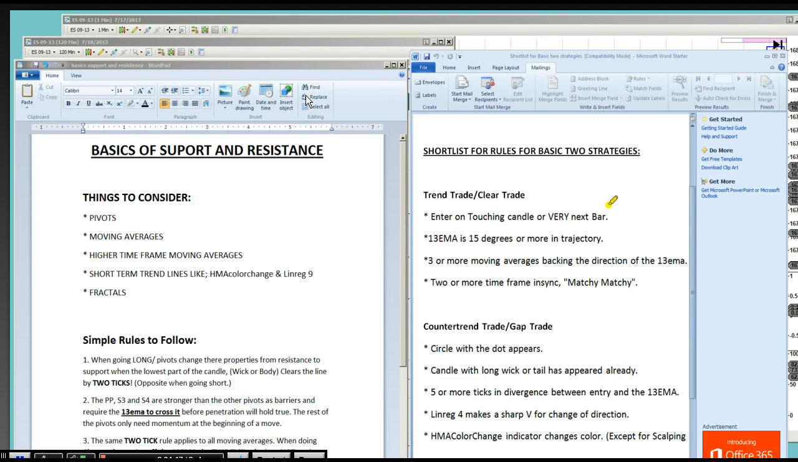But make sure that you really stick to the criteria. You must only look for your clear trade, your gap trade, and your reversal trades, and you must adhere to these rules.